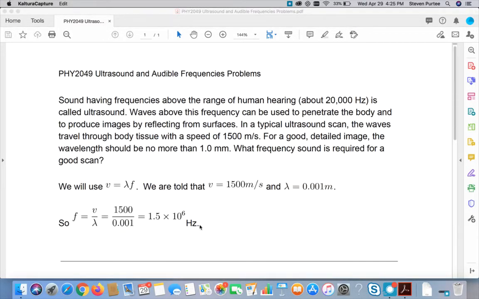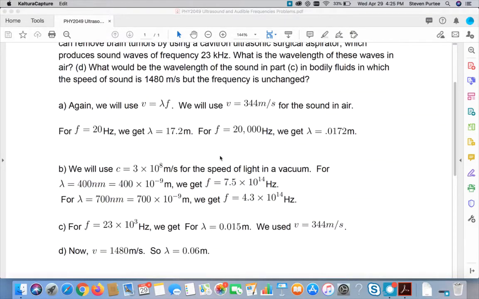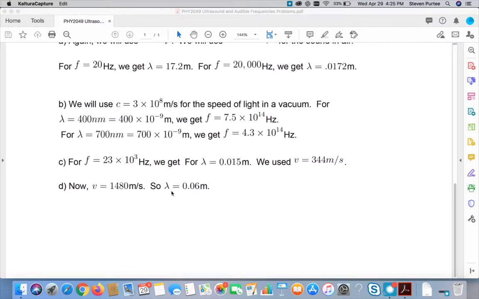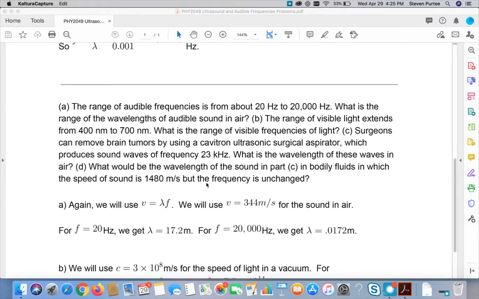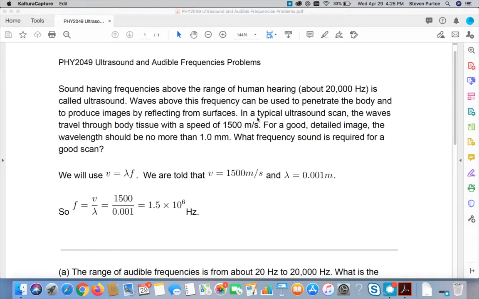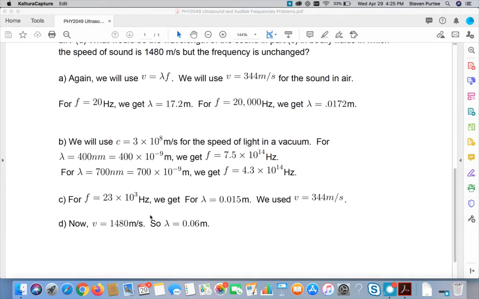So this is weird because in this first problem, they told us, this is from the same book, that to get a detailed image, they need the wavelength to be on the order of a millimeter. And then here they're saying, nah, that's okay, we can be 60 times larger than that and be 6 centimeters. So I think this problem is more trustworthy for what actually happens in ultrasounds rather than this one.